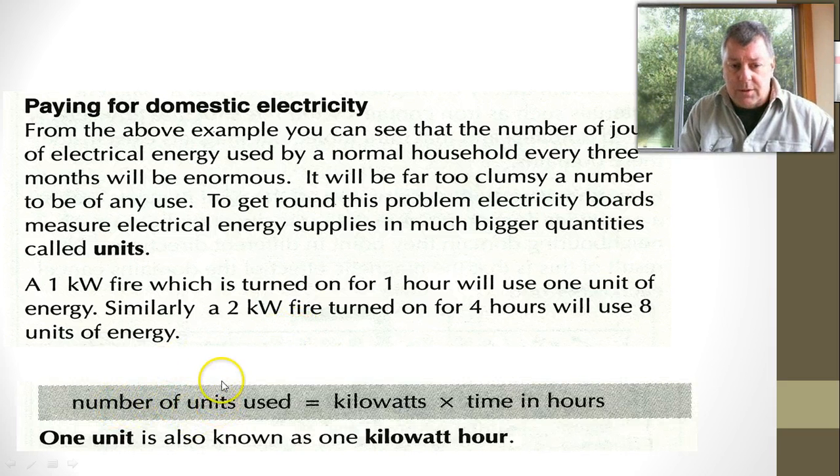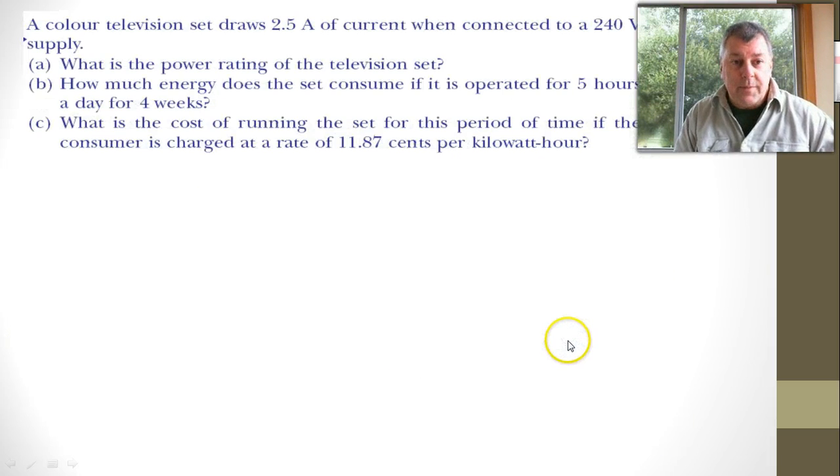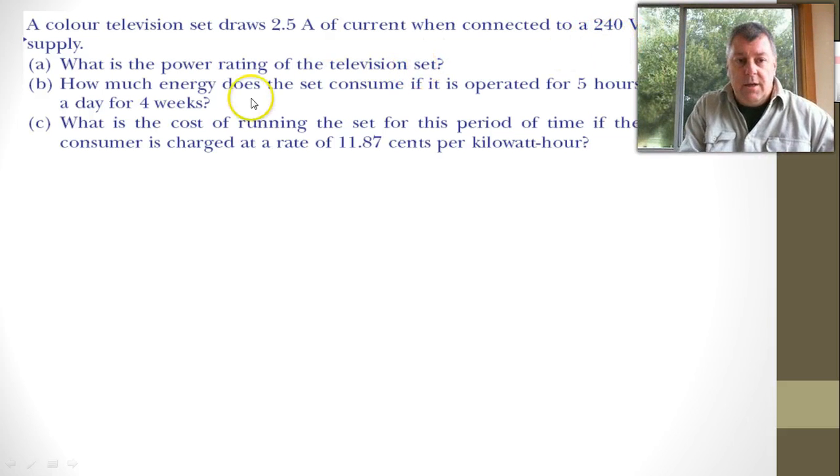So the number of units, where the units are kilowatt hours, is the kilowatts times the time in hours. So let's do an example. That's probably the best way to end lots of confusion. So here we have a colour TV drawing 2.5 amps. It's connected to 240 volts. What is the power rating? How much energy is used if it's operated for 5 hours a day for 4 weeks? And what is the cost of running, where it's charged at 11.87 cents per kilowatt hour?